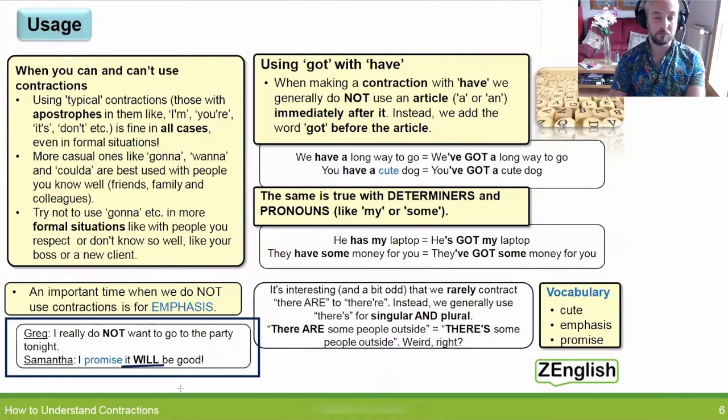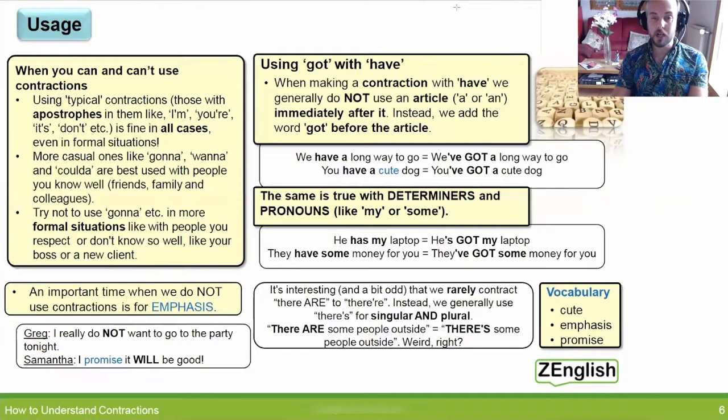Same is true with Samantha. She could say it'll. I promise it'll be good. But again, she wants to emphasize the fact that the party will be good, so she separates the words. I promise it will be good. You can do this with lots of different things. For example, maybe somebody says, you need to leave now or you're going to be late for work. Contraction, you're right, I am going to be late for work. Rather than I'm. Oh, you're right, I am going to be late for work. So it is used for emphasis. Very important.